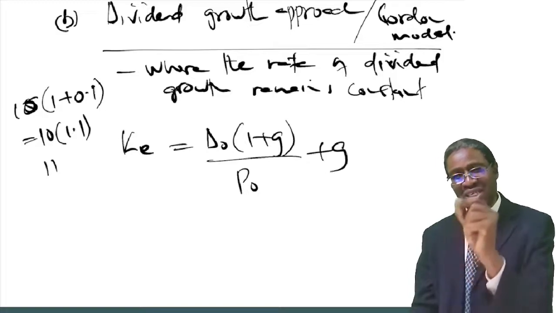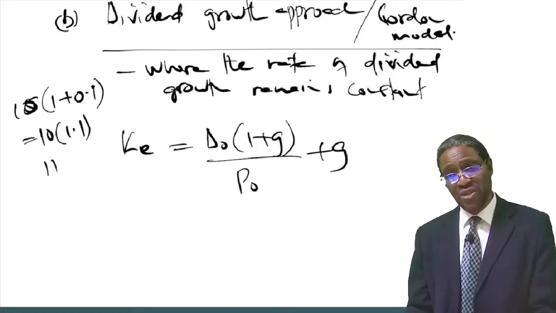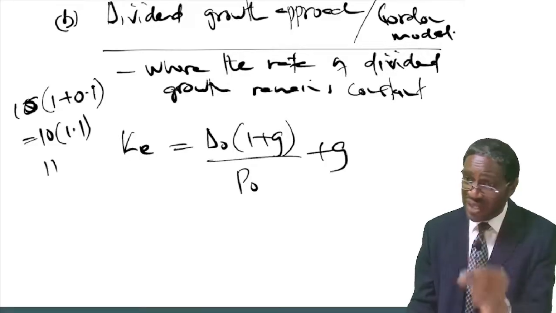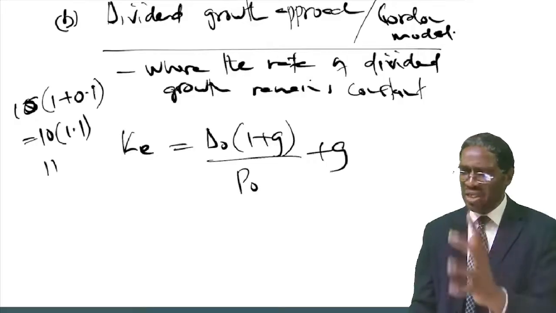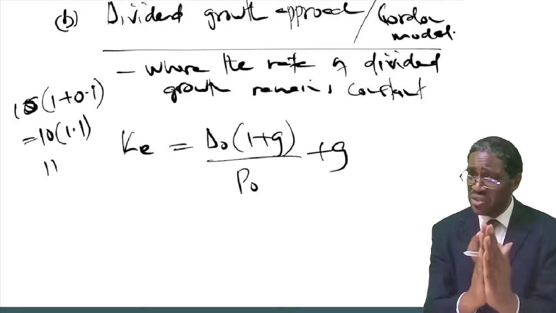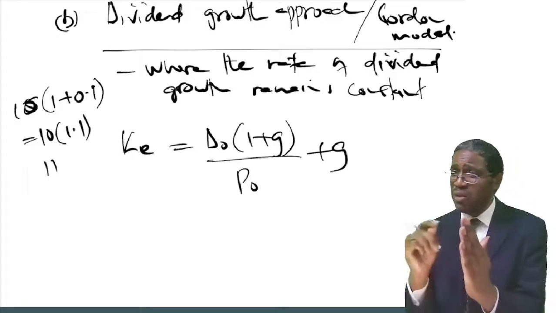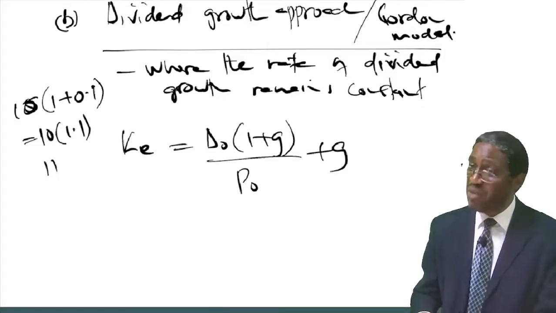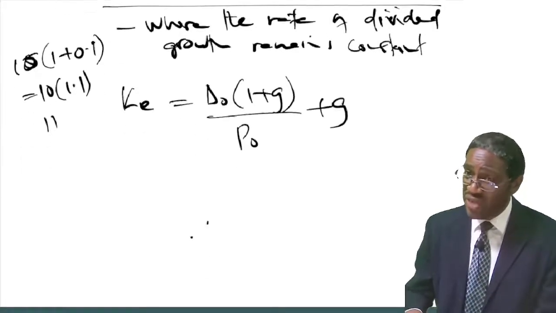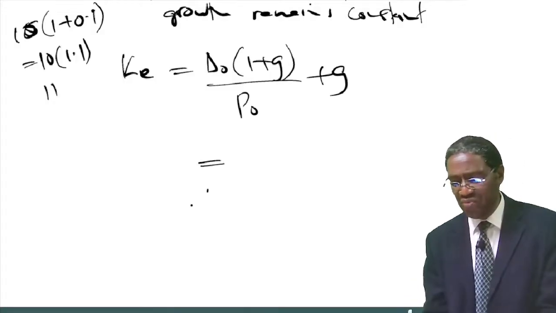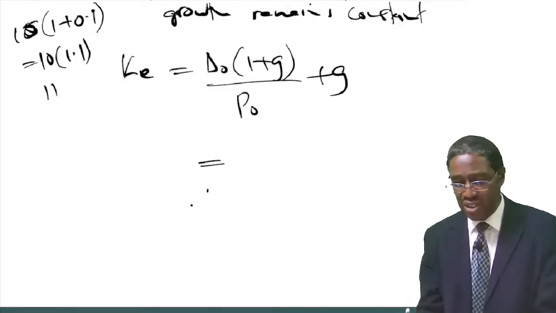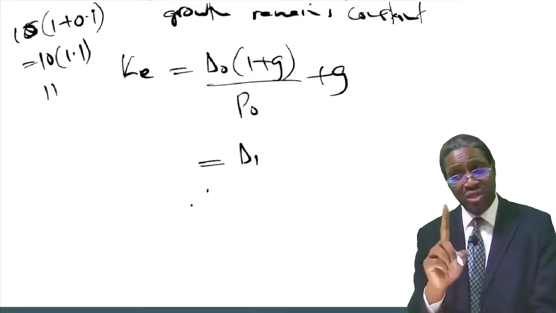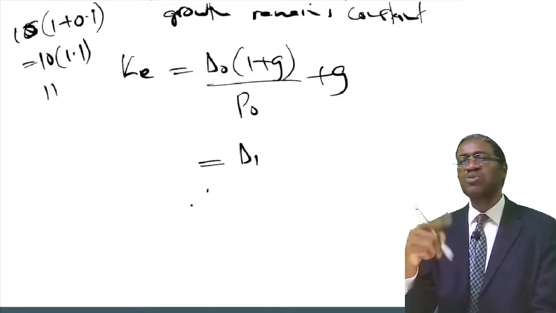I have said D represents, or D0, sorry, represents the last dividend that was paid. Meaning, when you take the last dividend of 10 shillings and multiply it by 1 plus G, you get what we expect to be the dividend at the end of the year. That expected dividend can also be expressed as D1. We shall be using D1.